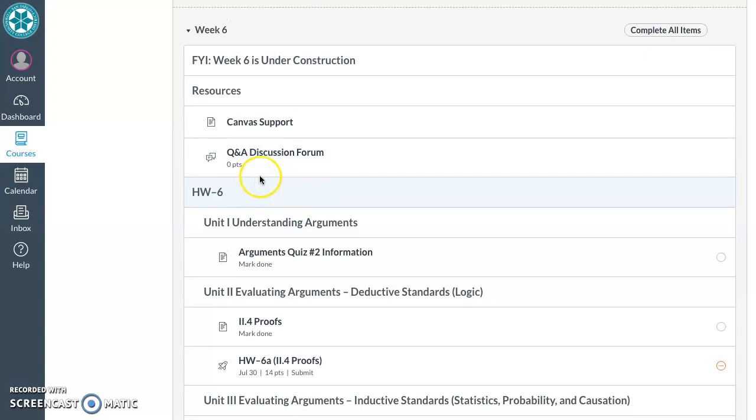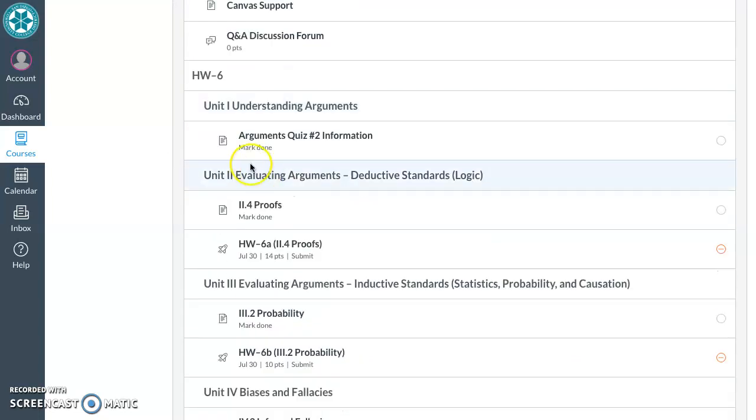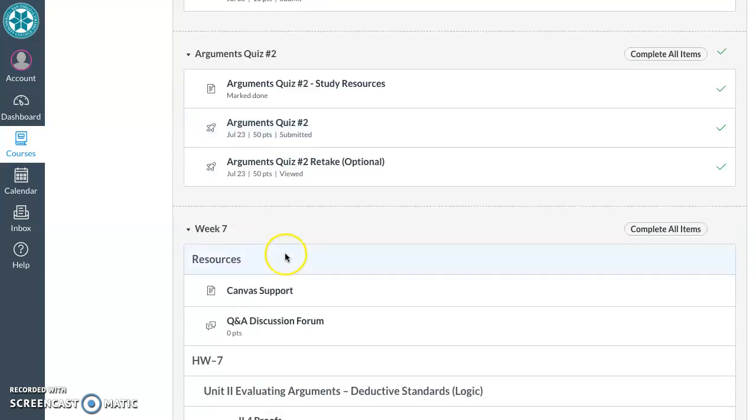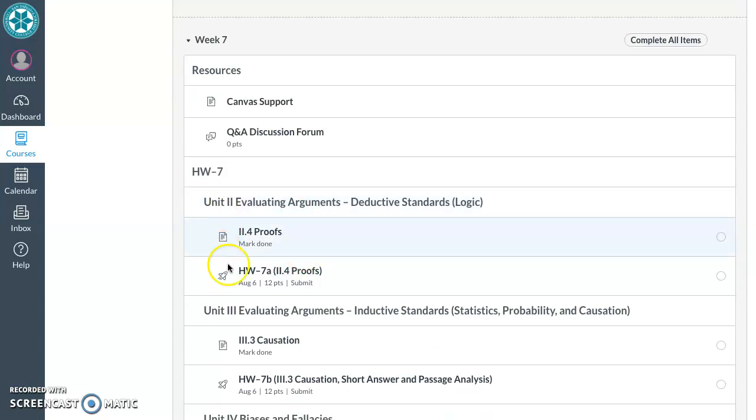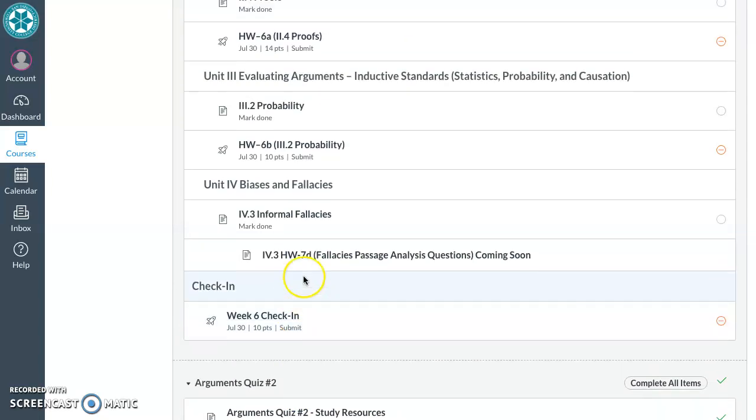So navigate to the week we're on. We're at week 6 here. And proofs. So this is the page we were just at. Here's the homework for week 6. There will also be proofs for week 7. So I've got week 7 down here, and here's more homework associated with the proofs material. So let's look at week 6's proofs homework.